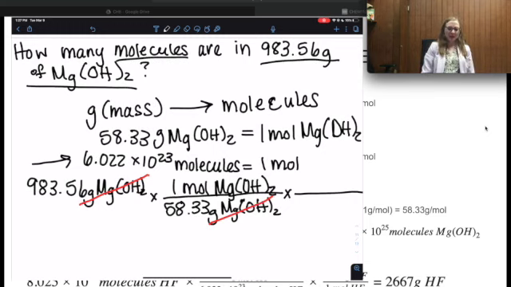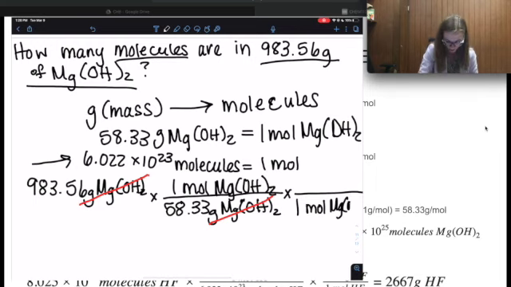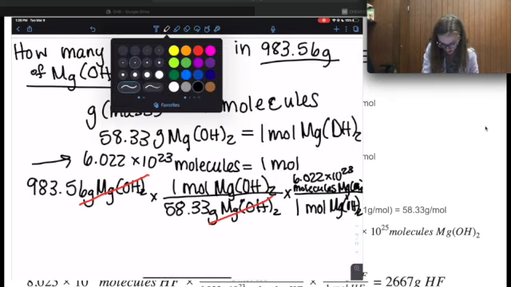Okay, so now that I've checked my units, I can see that I have moles on top, and I want to be able to cancel out moles. So I'm given the relationship that there are 6.022 times 10 to the 23rd molecules in 1 mole. So in that case, I'm going to use that information to put myself in molecules rather than how this number is currently in moles. So I'm going to put 1 mole of Mg(OH)2 on the bottom. And then I'm going to put 6.022 times 10 to the 23rd molecules of Mg(OH)2 on top.